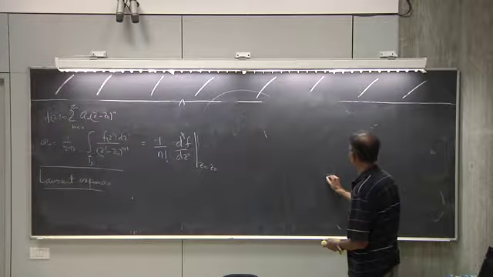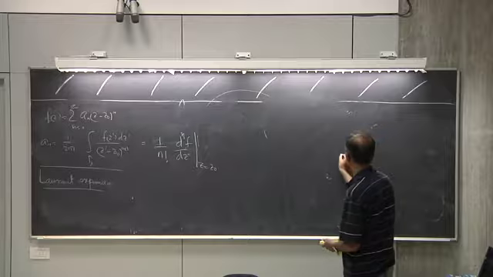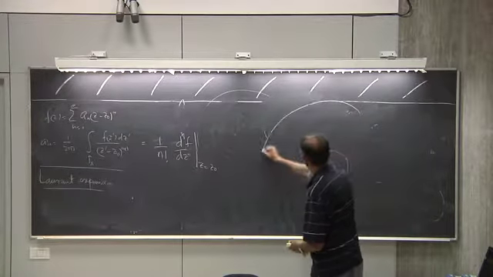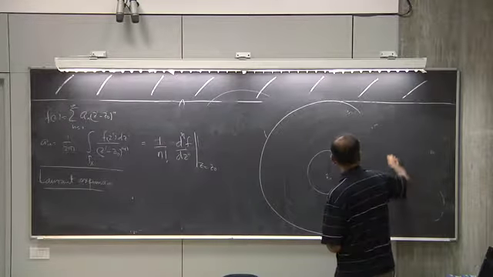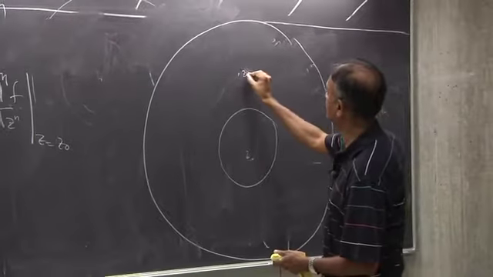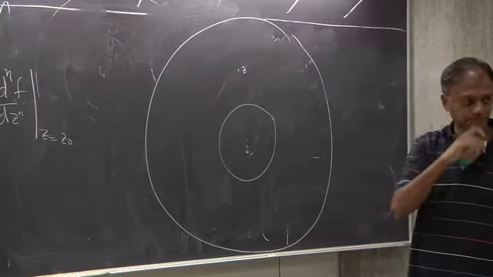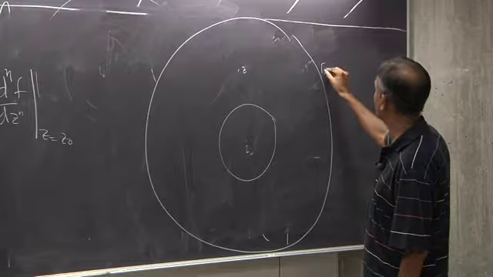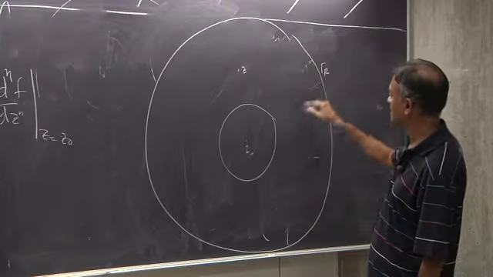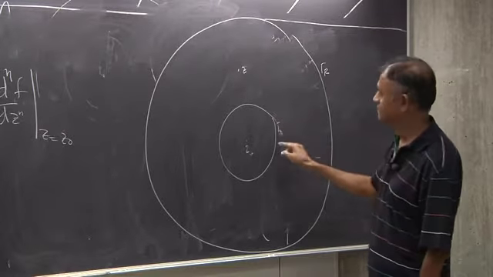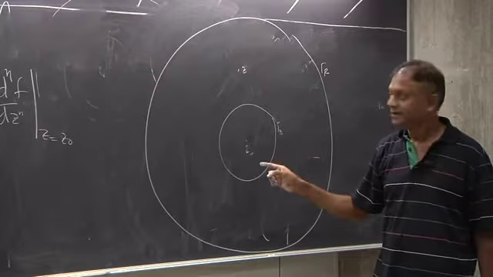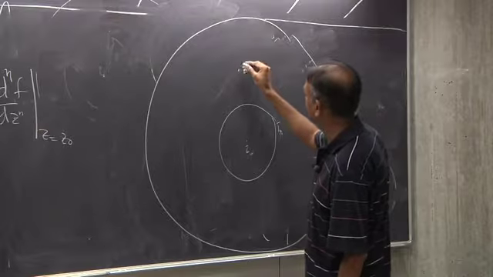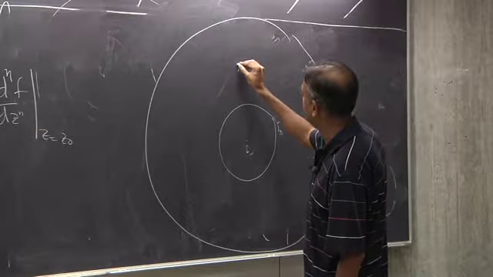So here is my Z0, and here is the inner circle, and here is the outer circle. Okay, and Z is some point here. So this is gamma R with a radius R, and this is gamma r, the small radius. Okay, so now let us consider the following contour.